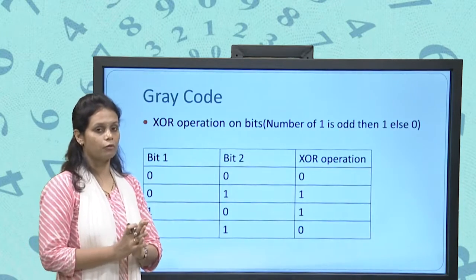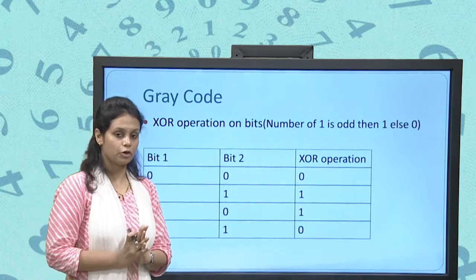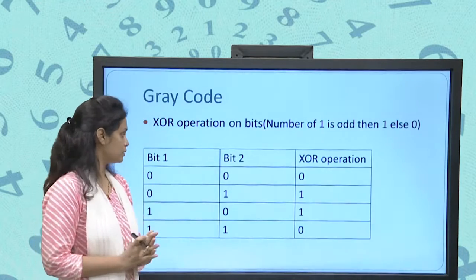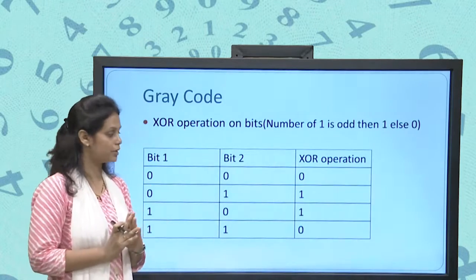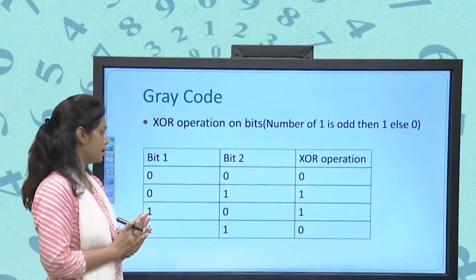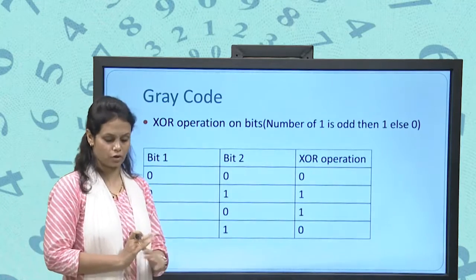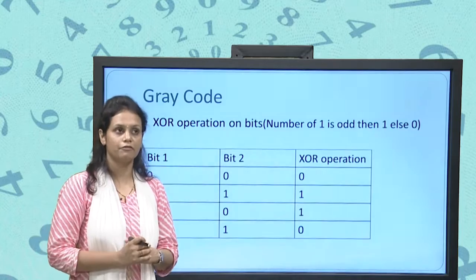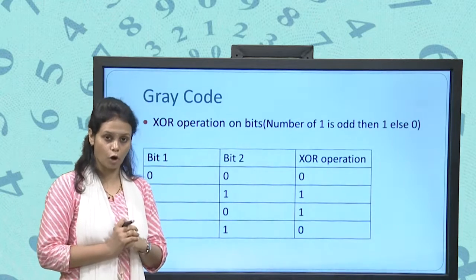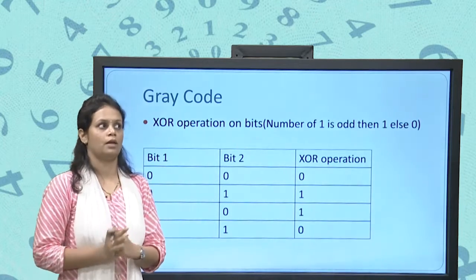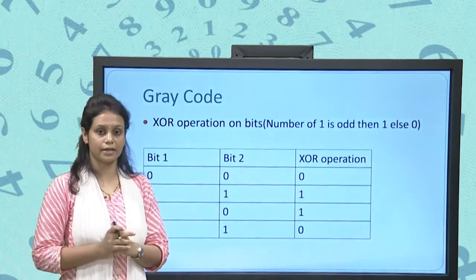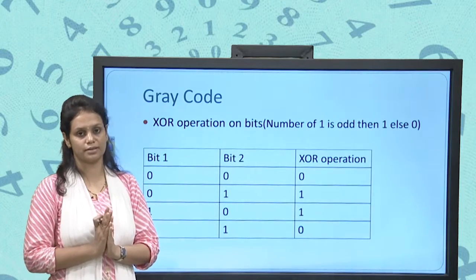Now what will XOR do? If your 2 bits are equal, then your XOR output is 0. And if your 2 bits are unequal, then your XOR output is 1. Or either we can say if the number of 1s is odd, then the output is 1, and if the number of 1s is even, then the output is 0.